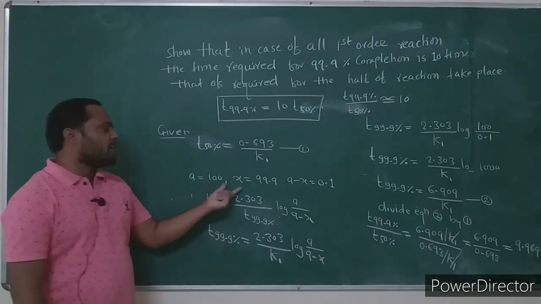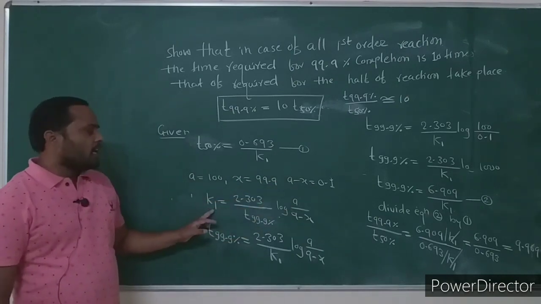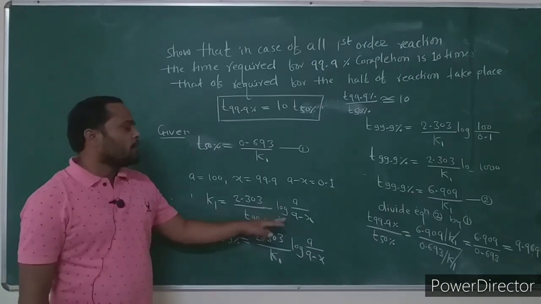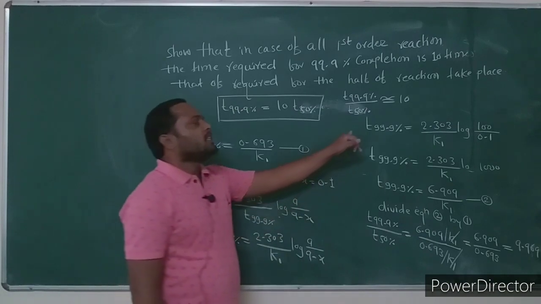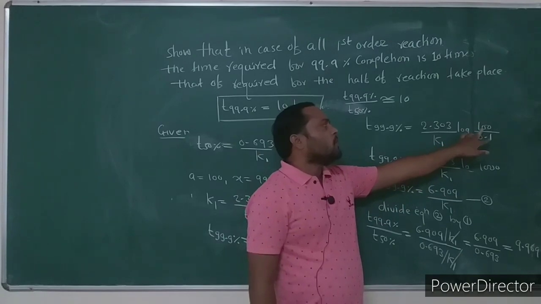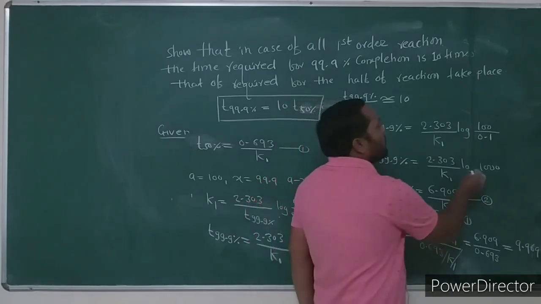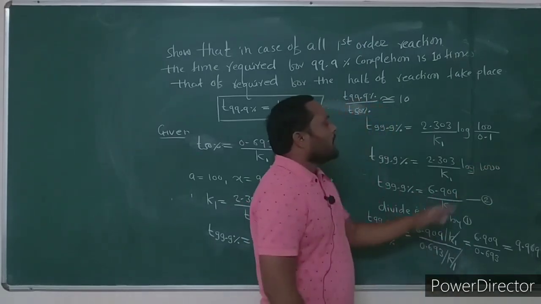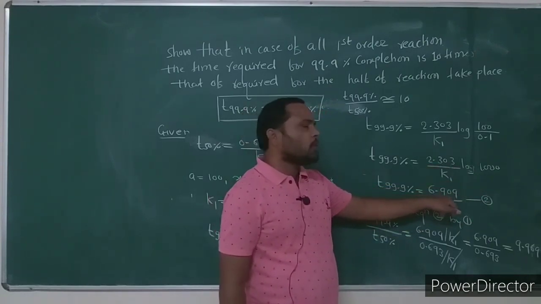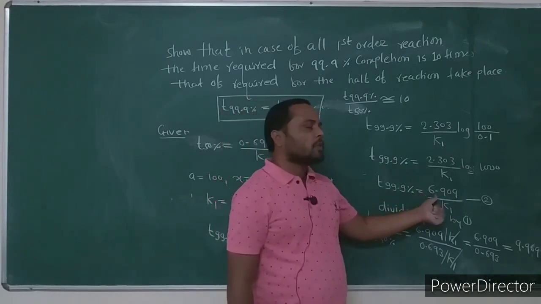99.9% reaction is completed. X is 99.9, A is 100, then A minus X is 0.1. Then K1 is equal to 2.303 divided by T 99.9% log A upon A minus X. We rearrange this equation: T 99.9% is equal to 2.303 by K1 log 100 divided by 0.1. 100 divided by 0.1 is 1000 and the log of 1000 is 3. 2.303 into 3 is 6.909. The T 99.9% is equal to 6.909 divided by K1.